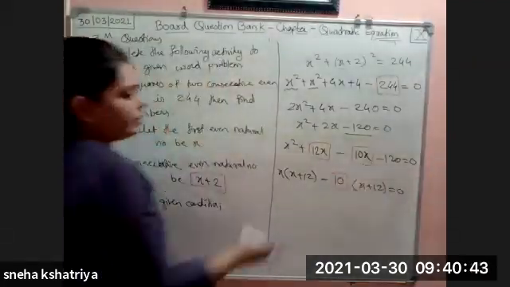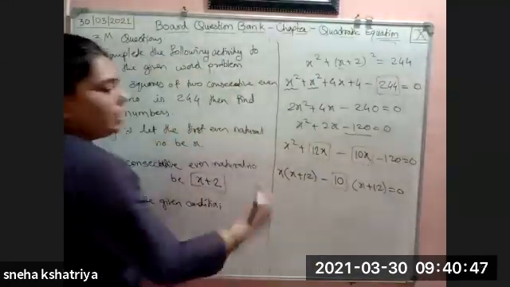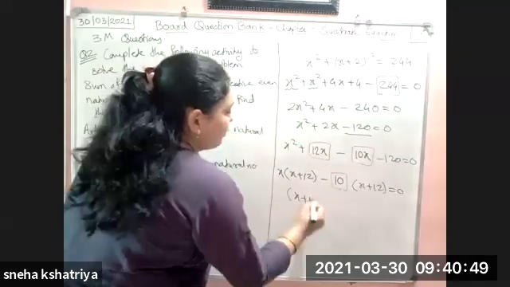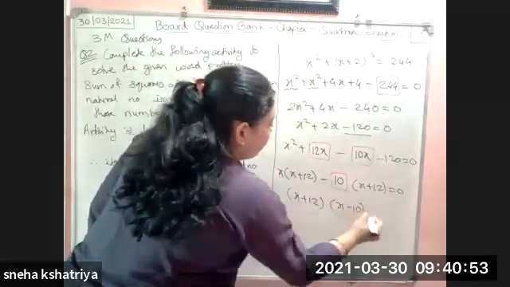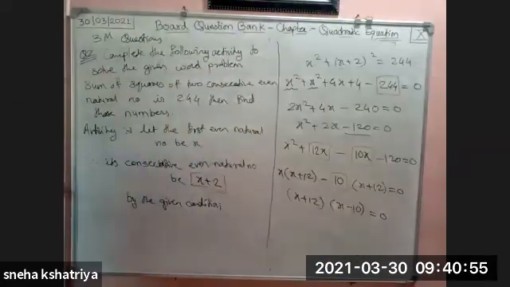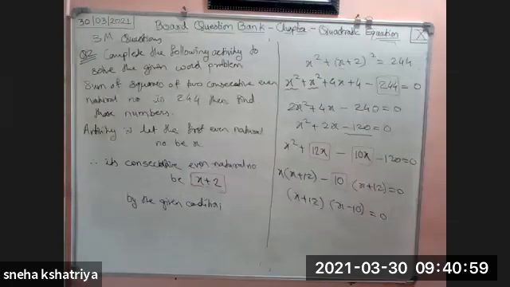We take minus 10 as common outside, so in bracket x plus 12. So what is the next step? From this and this part, x plus 12 and x plus 12 is common. Take it common, so it will become x plus 12. And in next bracket, it is x minus 10, which is equal to 0. So this is the regular process. We get two brackets is equal to 0, x plus 12 is equal to 0, and x minus 10 is equal to 0. Now we can solve them.